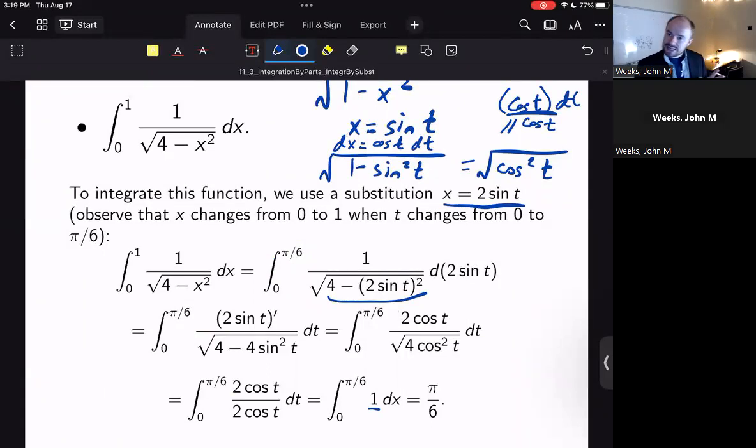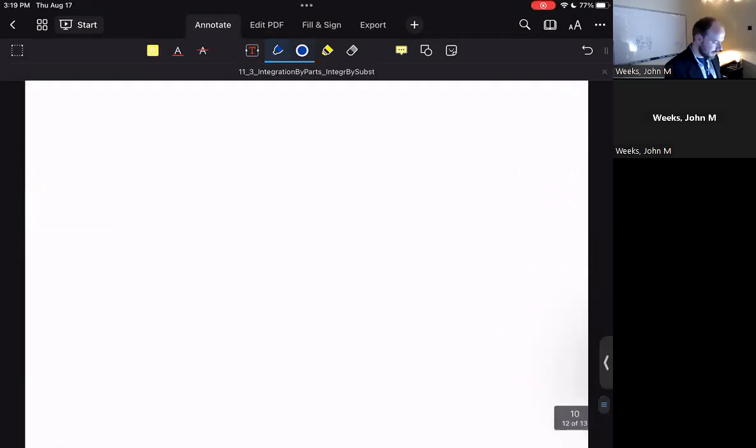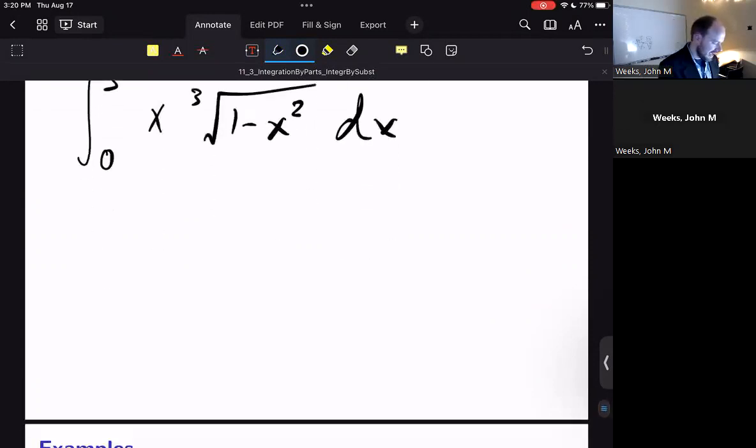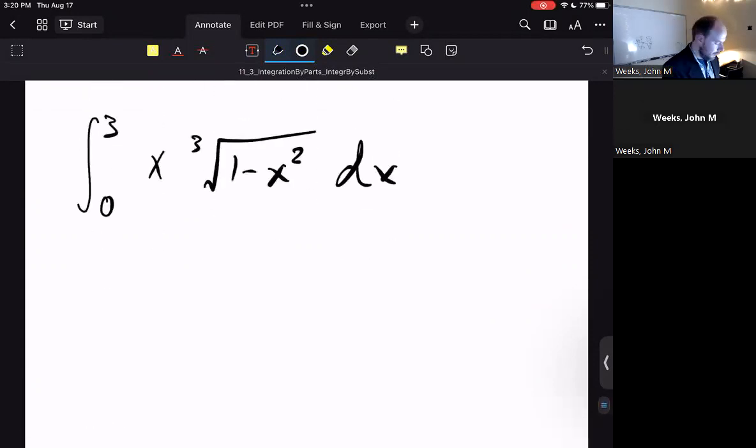Now, this is a very neat trigonometric substitution rule. Unfortunately, it is not something that works in every single instance. Let's say, for example, we had something like this. Let's say we're taking the integral from 0 to 3 of x times the cube root of 1 minus x squared dx. And let's say that we try to use that here, because again, I'm noticing that I have a 1 minus x squared that I can work with here.